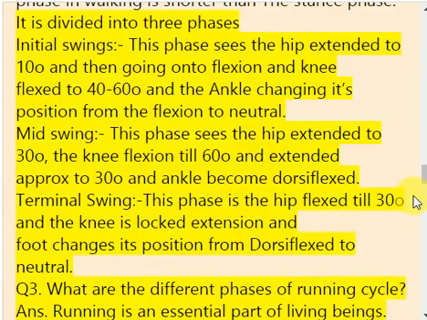Initial swing. This phase sees the hip extended to 10 degrees and then going on to flexion, the knee flexed to 40 to 60 degrees, and the ankle changing its position from plantarflexion to neutral. Mid-swing. This phase sees the hip flexed to 30 degrees, the knee flexion till 60 degrees and extended approximately to 30 degrees, and the ankle becomes dorsiflexed. Terminal swing. In this phase the hip is flexed till 30 degrees, the knee is locked in extension, and the foot changes its position from dorsiflexed to neutral.